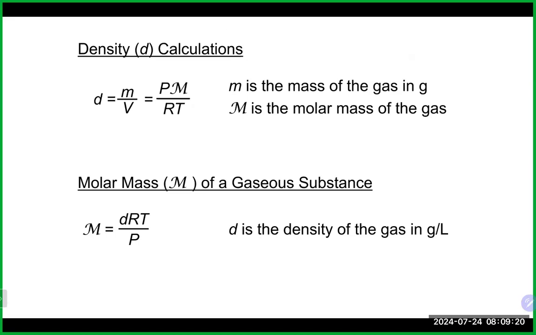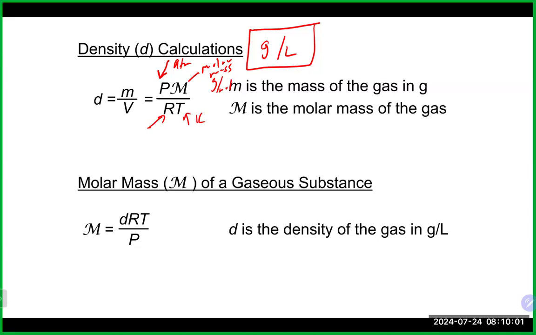When we talk about density of gases, as we talked about earlier, the units we usually look for are grams per liter, rather than grams per milliliter like we typically see for solids and liquids. Density is mass over volume, and this is an equation for a gas to calculate it. P is the pressure in atmospheres, M is the molar mass in grams per mole, R is the gas constant, and T is our temperature in Kelvin. So the density of a gas is equal to pressure times the molar mass divided by R and divided by T.